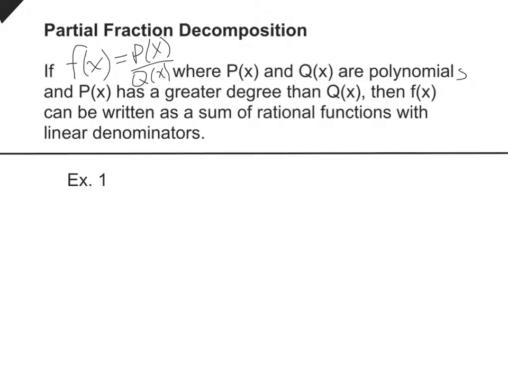If that's the case, and again the degree of the numerator has to be greater than the degree of the denominator for this to work, then we can rewrite f of x as a sum of rational functions with linear denominators. Copy that exactly. The next question becomes, why would we ever want to do this? It just so happens to be a helpful way of integrating certain kinds of functions. So here's our first example.